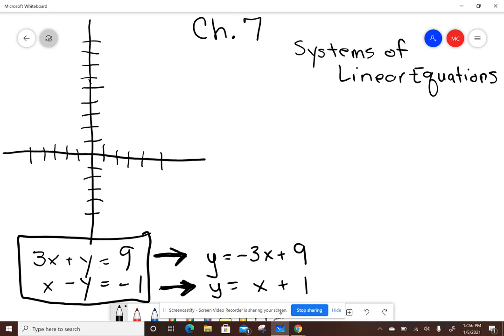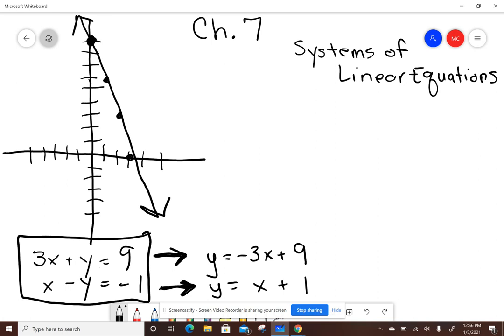I'm going to go up 1, 2, 3, 4, 5, 6, 7, 8, 9. My y-intercept is 9. Then I'm going to go down 1, 2, 3 over 1, down 1, 2, 3 over 1, down 1, 2, 3 over 1. Okay, now I'm going to connect my line. Didn't do a great job, but pretend I did.